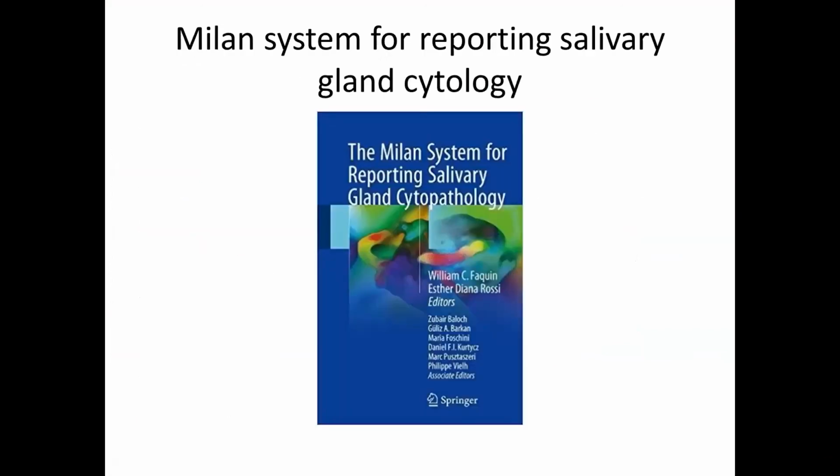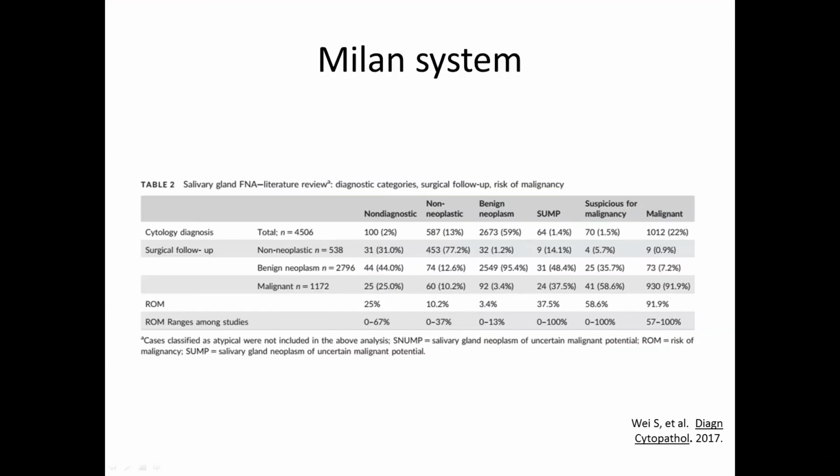The Milan system is probably the one that everyone is the most familiar with. Again, this document was just published in the last year or so, and it was the product of a few years' worth of work from this international group of collaborators. And so the document defines the morphologic features for most of the common types of salivary gland neoplasia, and it also takes a standard reporting system for cytology and refines it a bit.